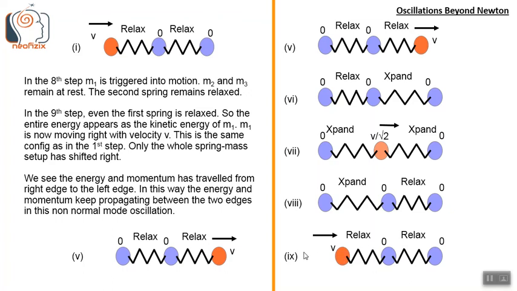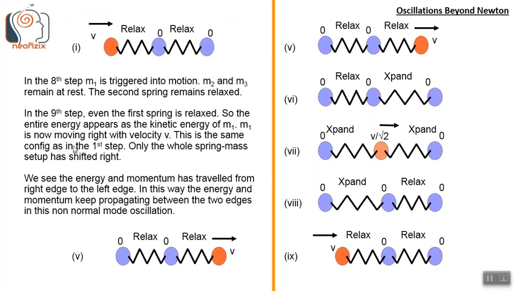So by step 9, the expansion L plus C has got reduced to L. In step 9, the first spring is relaxed. The expansion has gone and it is at the relaxed length. So the entire energy appears as the kinetic energy of mass m1. So m1 is now moving right with velocity v.